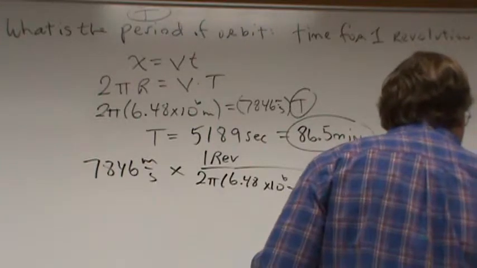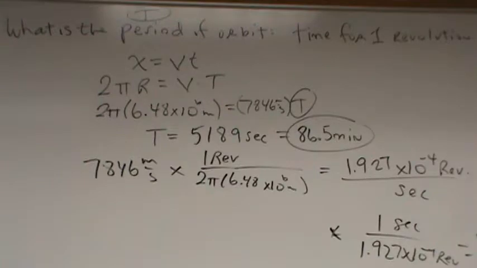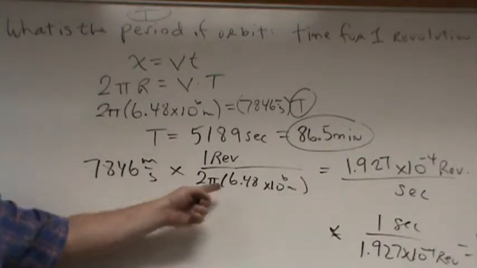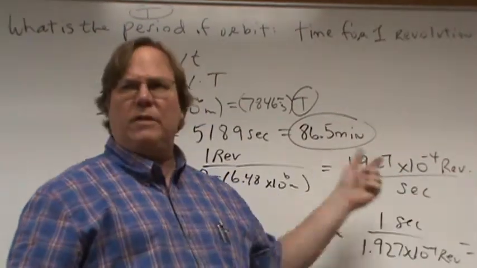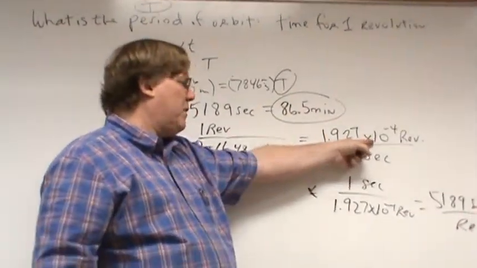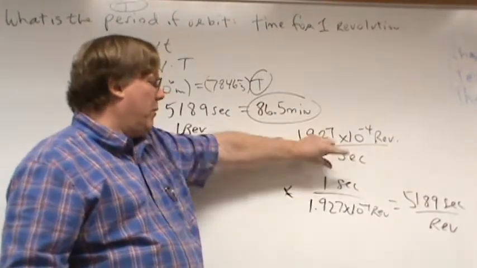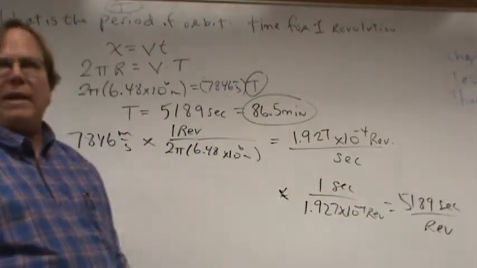5,189 seconds per revolution. Then you would divide by 60. But I just want to let you guys see, you could use unit analysis. And even if you get something that's not entirely right, you can still use your cleverness to figure it out. If I'm getting this many revolutions per second, then the reciprocal is going to be that many seconds per revolution, and then I get my right answer.